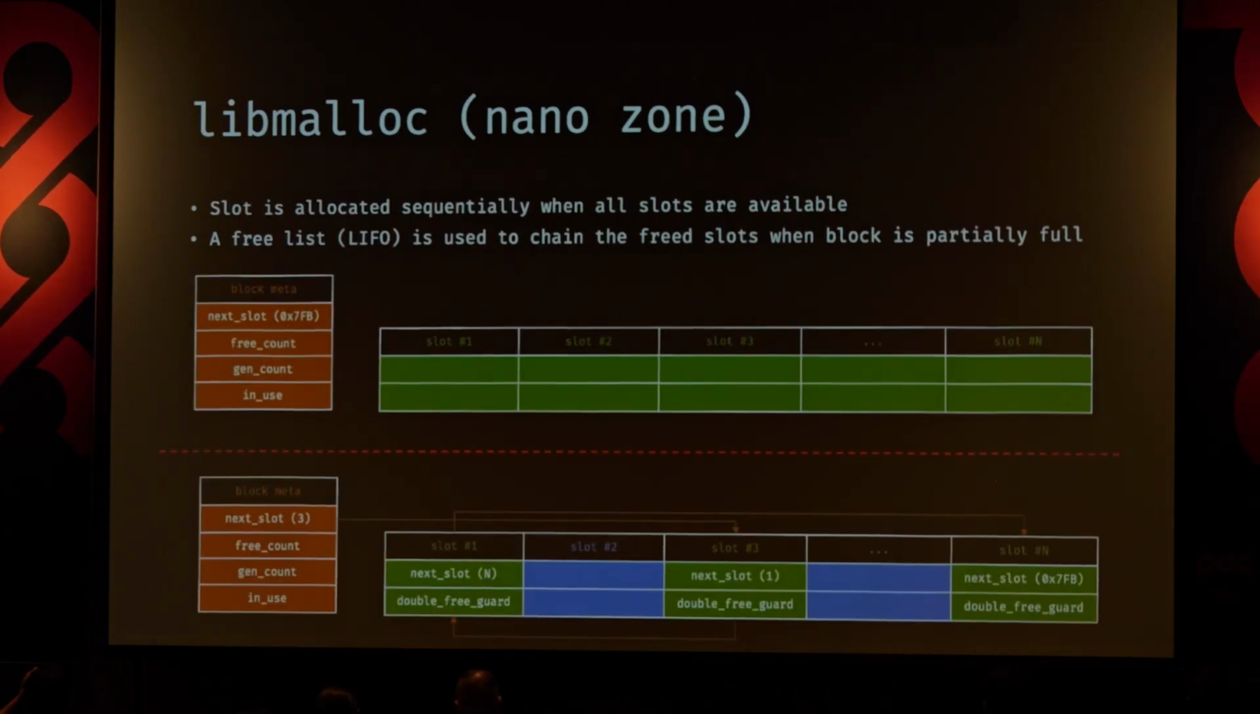For slot management details, there's a free list used to manage freed slots. The slot allocation follows this pattern: when the free list is empty, blocks allocate available slots sequentially in increasing index order. Otherwise, they prioritize free list entries in last in, first out order. Slot indices start from 1, and freed slots store a member called double free guard, which is an XOR result of the slot address and a random cookie, used to detect double free situations.